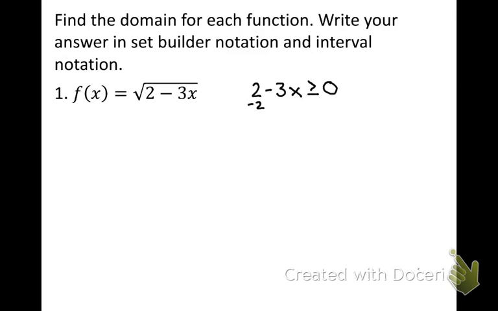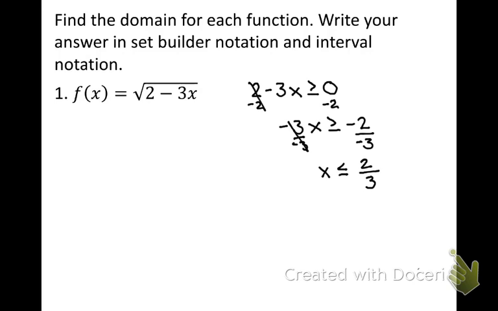So I'm going to subtract 2 from both sides. I'm going to get negative 3x is greater than or equal to negative 2. Divide by negative 3. Now remember, when you divide by a negative with an inequality, we've got to flip that inequality symbol. So I'm going to get x is less than or equal to, and now a negative over a negative is going to give me a positive 2/3.